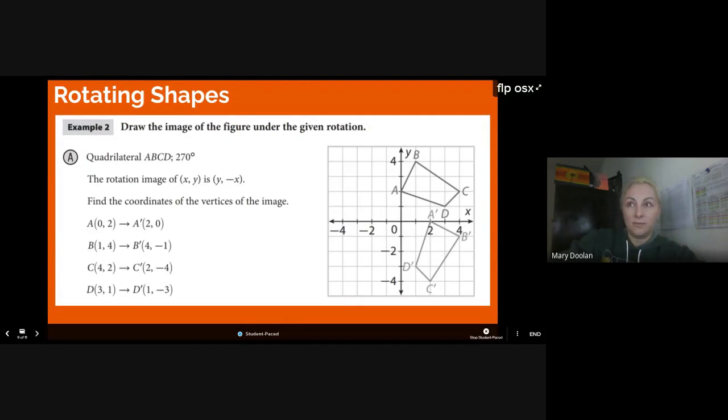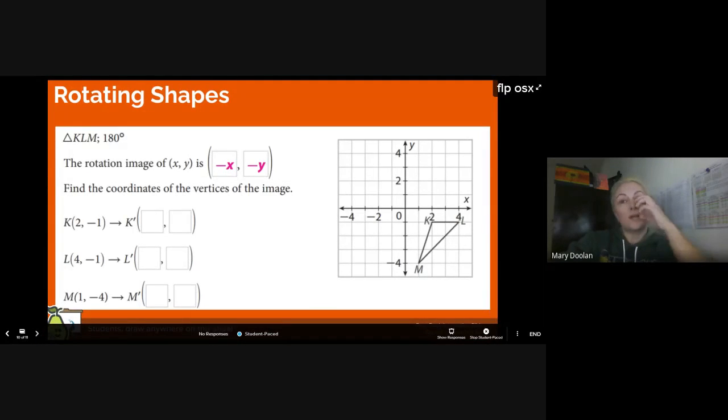This is another example where we're using the rule for a quadrilateral 270-degree rotation counterclockwise, because it doesn't say it is. Rotate the image of (x, y). So the rule is y and x change places and x becomes negative. So they're taking their original 4 points of A, B, C, D, and you can see they're taking 0 and 2, switching their places, and changing the sign of 0 doesn't do anything, so it's still 0. 1 and 4 switch their places, 1 becomes negative. 4 and 2 switch their places, 4 becomes negative. 3 and 1 switch their places, 3 becomes negative.